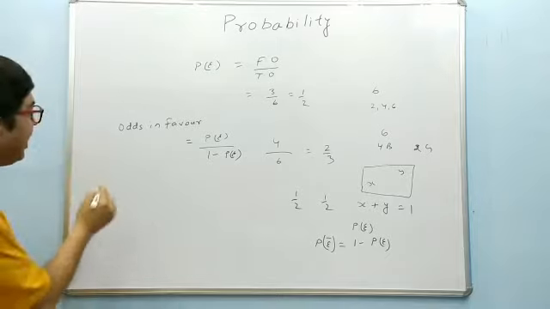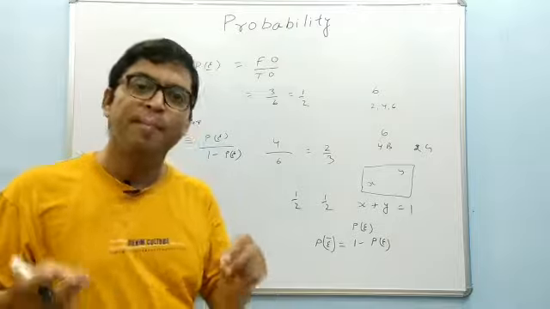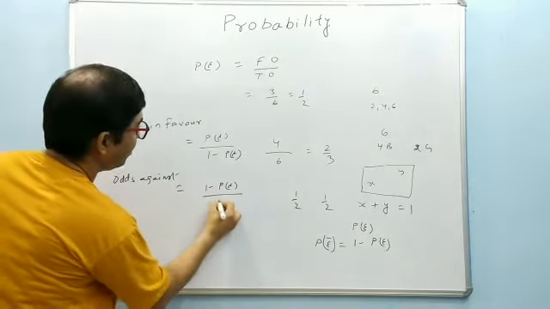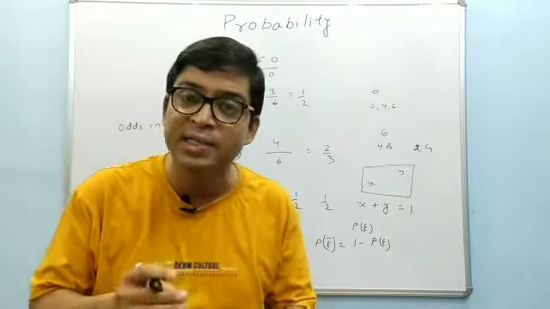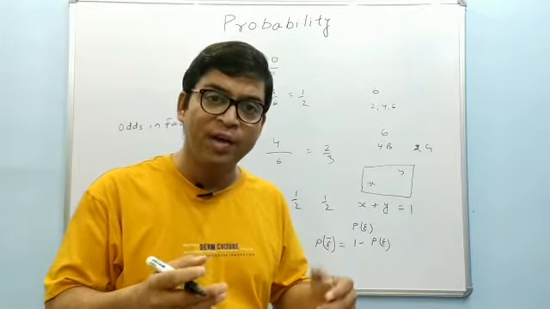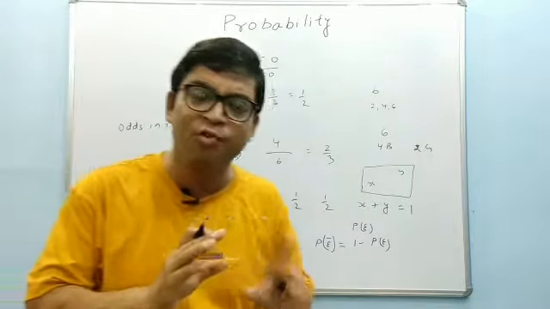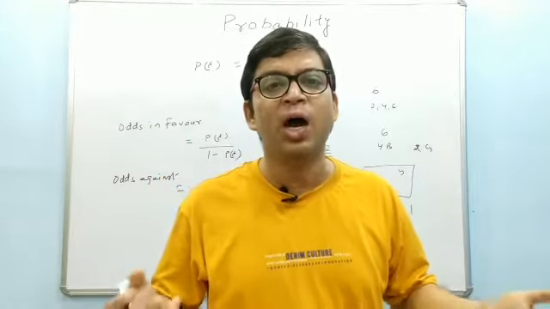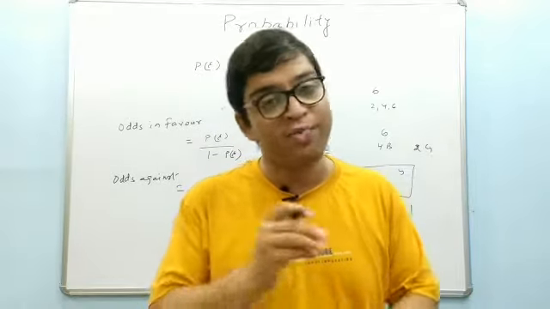Odds against an event is non-happening by happening, and non-happening we know is 1 minus P(E), so odds against is (1 minus P(E)) by P(E). So we can find these things, odds in favor and odds against an event. For the basic problems of finding probability, you just see what the total outcome is and what you want is the favorable outcome.